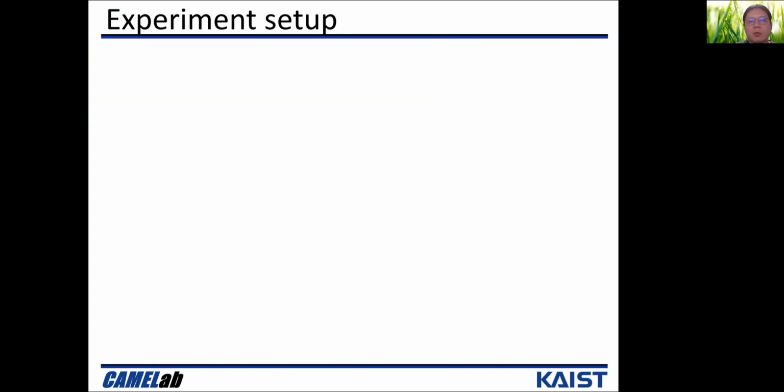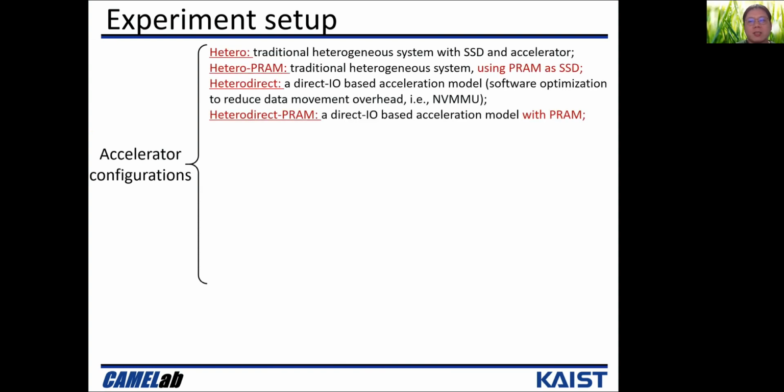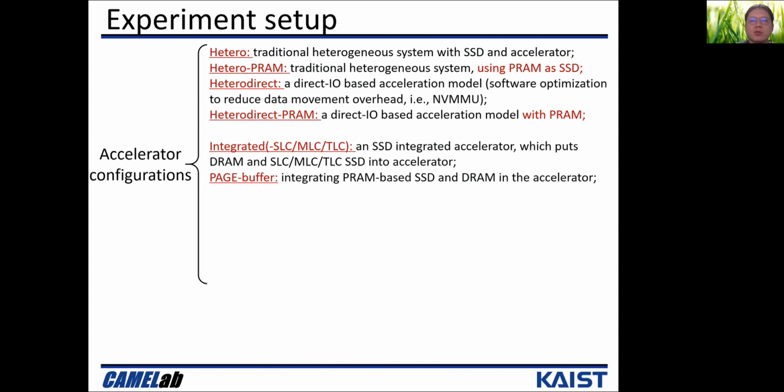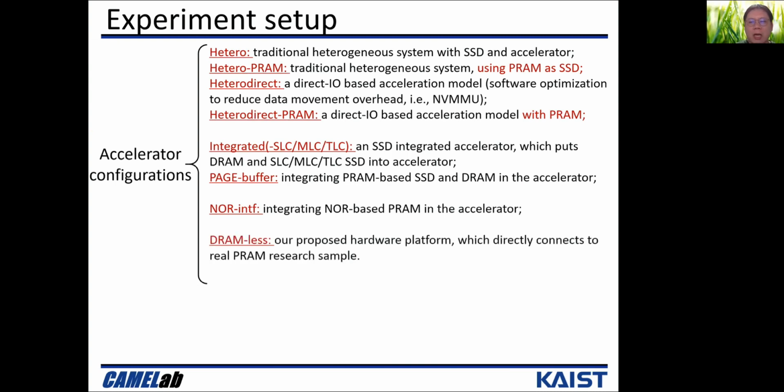We evaluate different potential accelerator designs. The first configuration is the heterogeneous system, using the SSD and the accelerator as discrete devices. We use SSD and the PRAM as a storage device. The second configuration is to integrate the flash-based SSD and the PRAM-based SSD in the accelerator. It still requires DRAM as a buffer. The third configuration is to integrate the NOR-based PRAM in the accelerator. The NOR-based PRAM is an old module of the PRAM. The last configuration is our DRAMless.